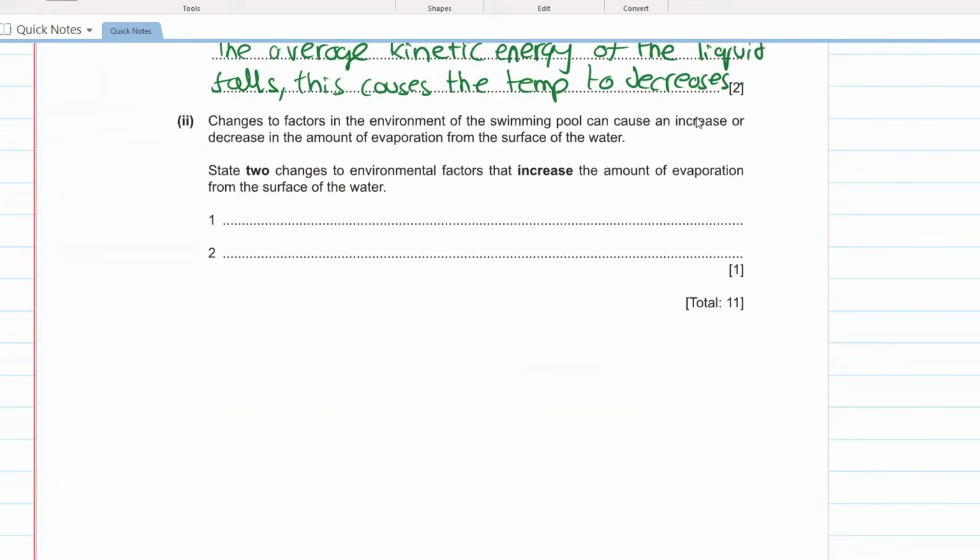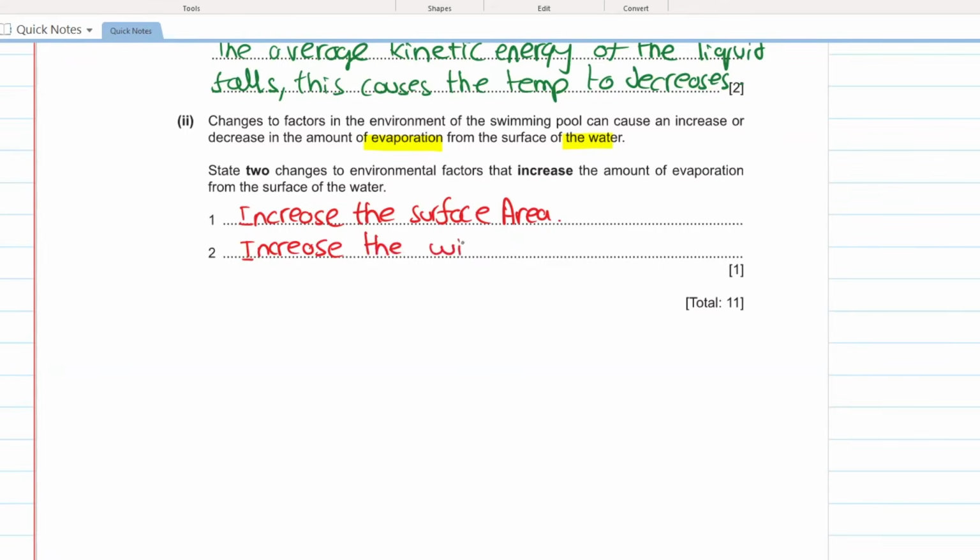Very good, let's see this. Changes to the factors in the environment in the swimming pool can cause an increase or decrease in the amount of evaporation from the surface of the water. State two changes to the environmental factors that increase the amount of evaporation from the surface of water. भाई आपकी evaporation किस तरह increase हो सकती है बेटा? Either you can increase the surface area. What could be another factor? Yes, what could be another factor? Increase the wind speed.